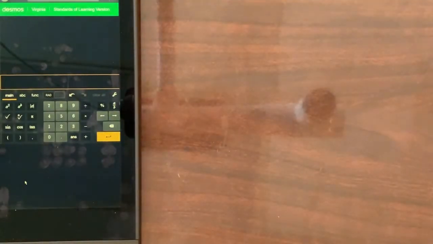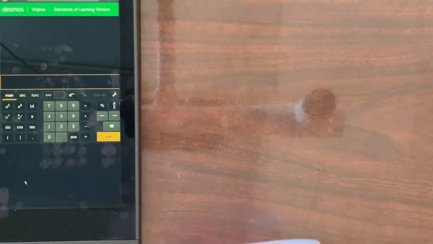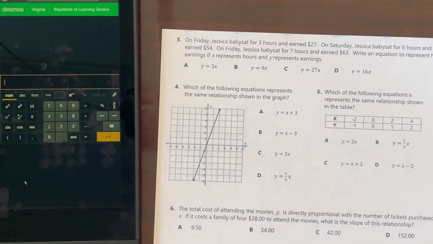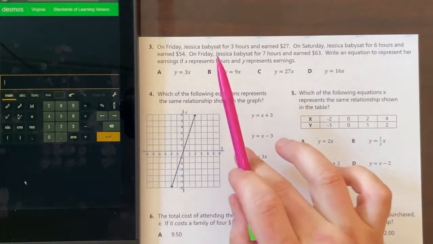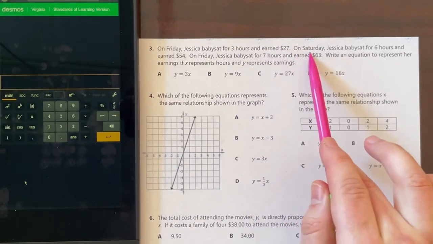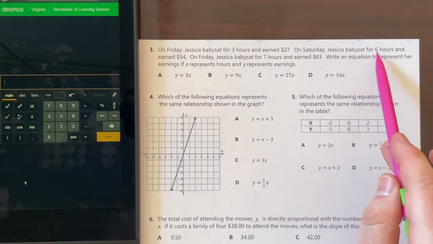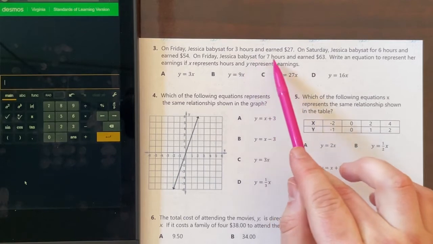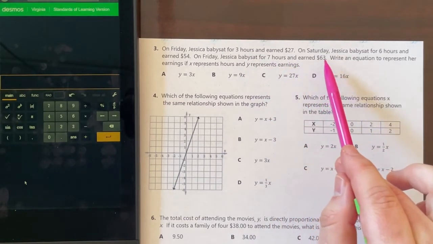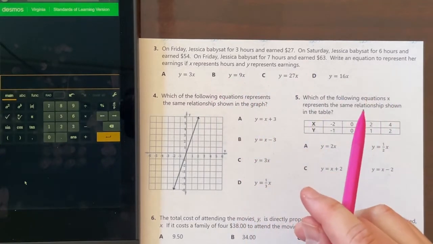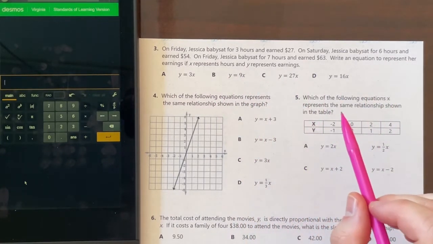Then for number 3, it says this. It says on Friday, let me double check. Yep. On Friday, Jessica babysat for 3 hours and earned $27. On Saturday, Jessica babysat for 6 hours and earned $54. On Friday, Jessica babysat for 7 hours and earned $63. Write an equation to represent her earnings if x represents hours and y represents earnings.